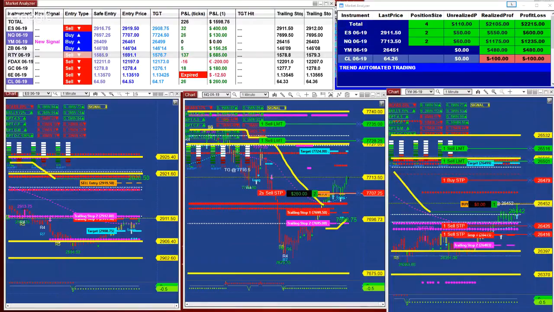We have a new signal on the YM. You can see it here. An entry price is 26451. Target 499.